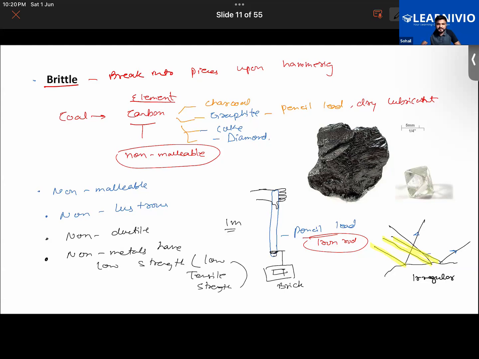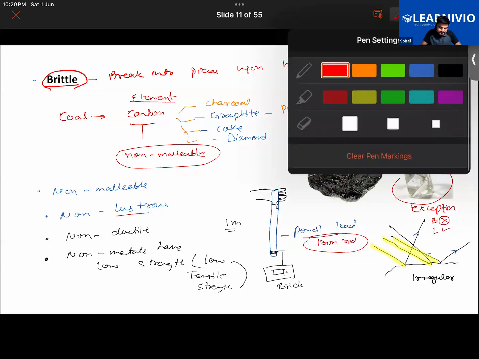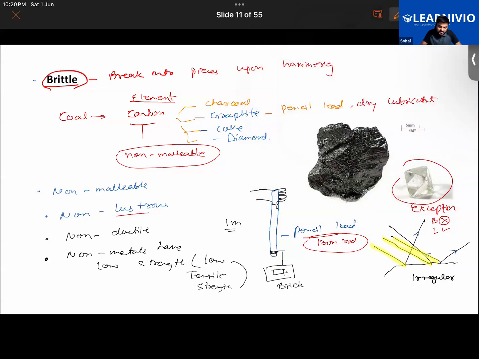Is that much clear? Yes, sir. But diamond is strong. Yes, we have one exception over here. Very good. This is an exception only in the case of brittleness and lustre. So diamonds are not brittle, and they are lustrous. They are lustrous and not brittle in nature. And they have strength also, although it's not in terms of tensile strength.